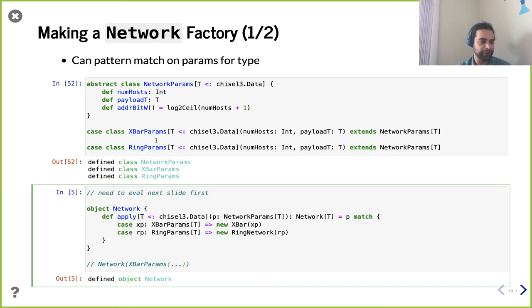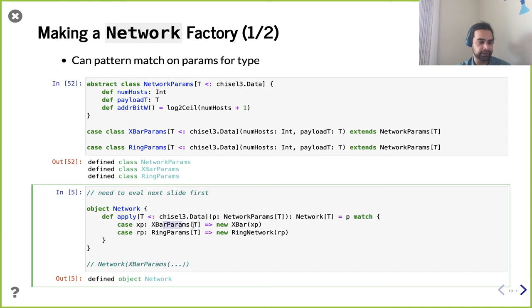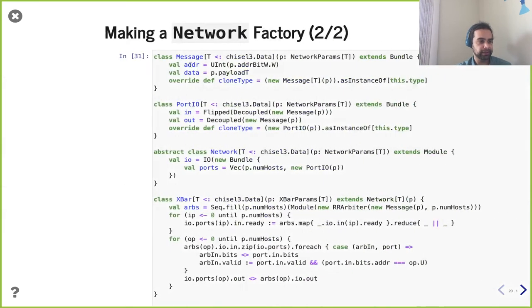Cool. So as you see here, I have a note for myself. I have to do the next slide first. What's on the next slide? Well, I need to redefine the crossbar and the ring to take these other types of parameters. So let's go see the next slide.